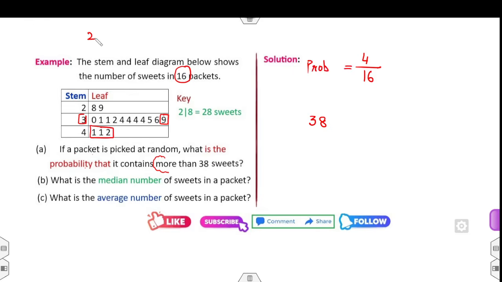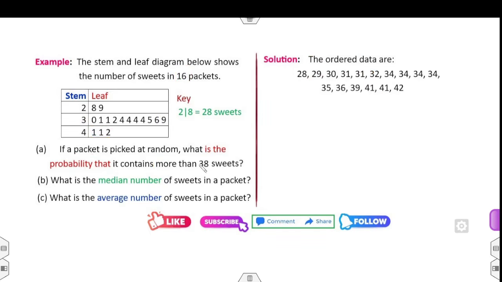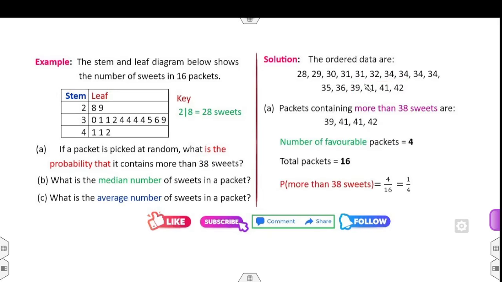Second, you can write the data in the ascending order, 28, 29, 30 and so on. Fine. And then you can look at all those numbers, sweets which are more than 38. So 4 observations. Therefore, the required probability is 4 divided by 16.